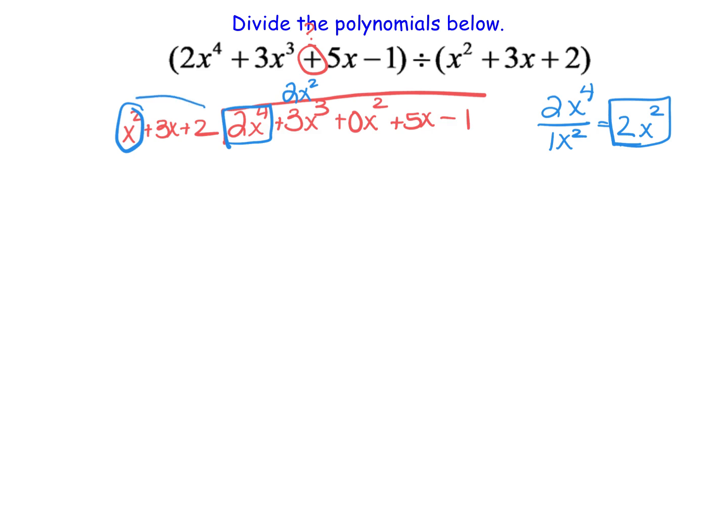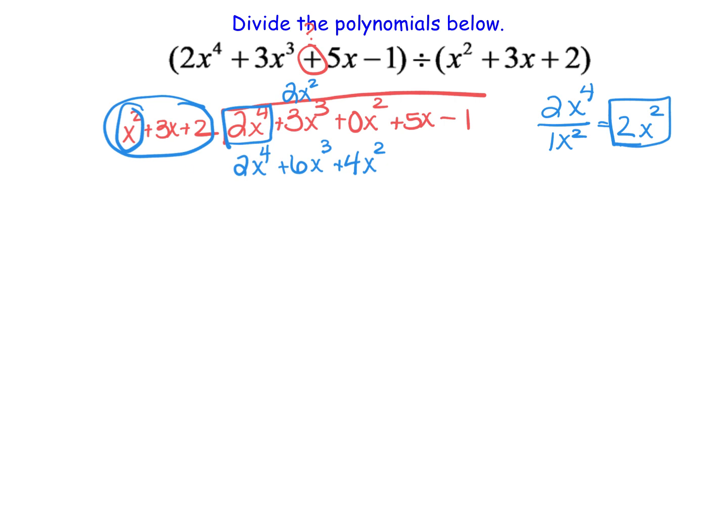So now we take 2x squared and we're going to multiply it by all three terms here. So 2x squared times x squared, that's going to be 2 times x to the fourth. Notice we had x squared, the 2's get added together. Then we take 2x squared times 3x, so 2 times 3 is 6, and then we take x squared times x, which is x to the third. And then we take 2x squared times 2, which is 4, and x squared.